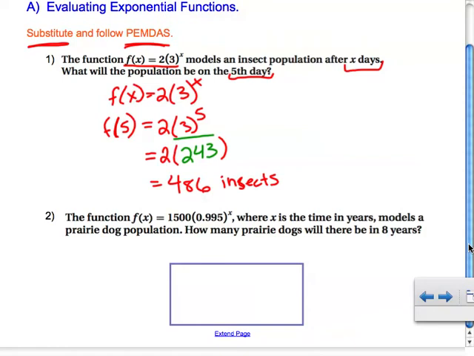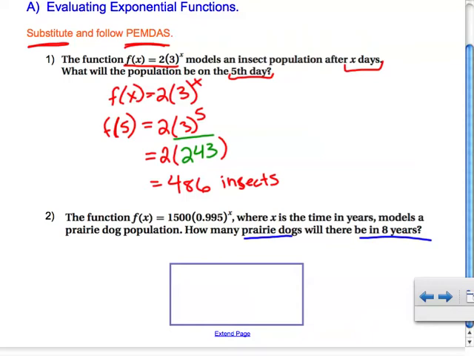I would like you guys to do number 2, so go ahead and hit pause after I finish reading the question. The function f of x equals 1,500 times in parentheses 0.995 to the x power models, where x is the time in years, a prairie dog population. How many prairie dogs will there be in 8 years? So go ahead and try that one. Grab your calculators and hit pause right now.